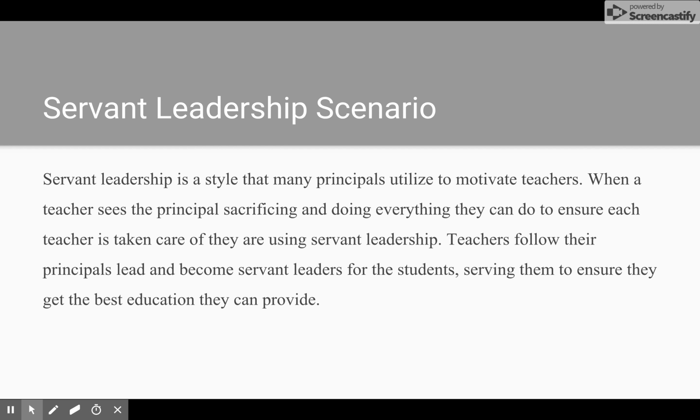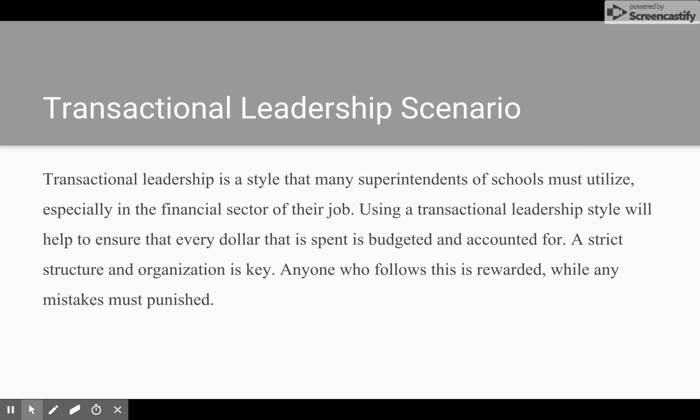Transactional leadership is a style that many superintendents of schools must utilize, especially in the financial sector of their job. Using a transactional leadership style will help to ensure that every dollar that is spent is budgeted and accounted for. A strict structure and organization is key. Anyone who follows this is rewarded, while any mistakes must be punished.